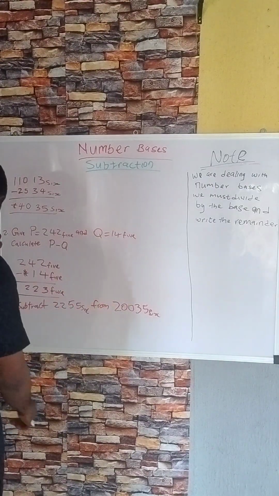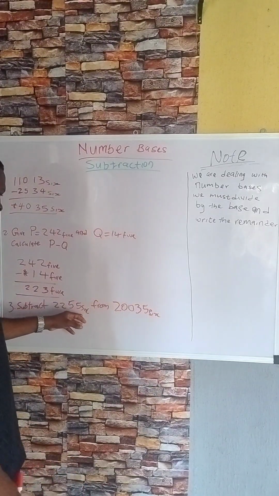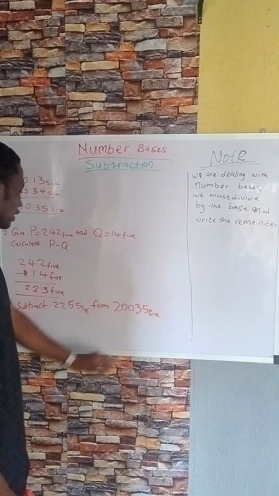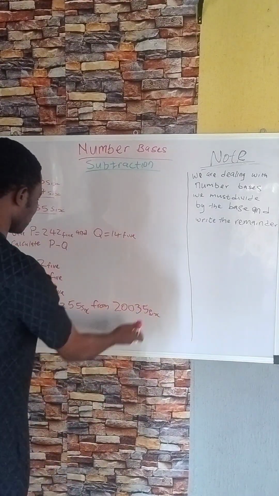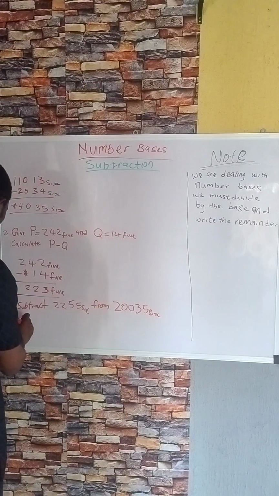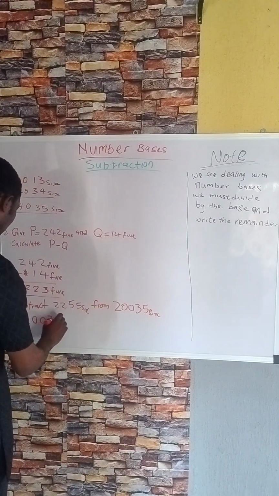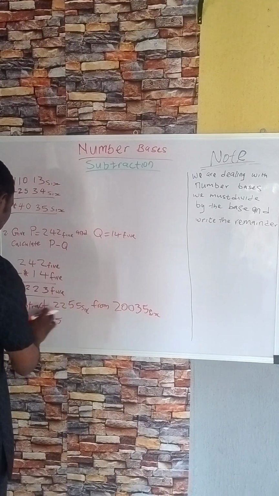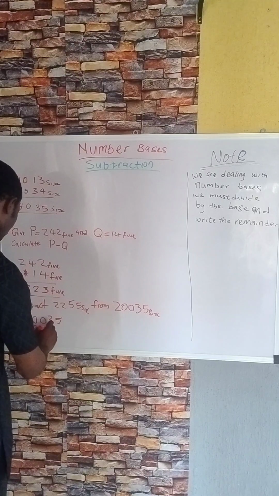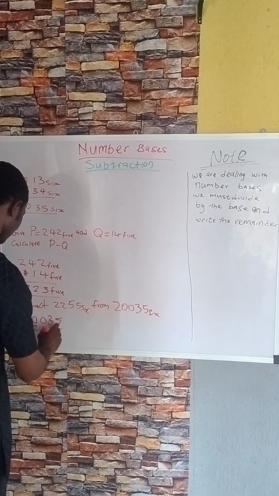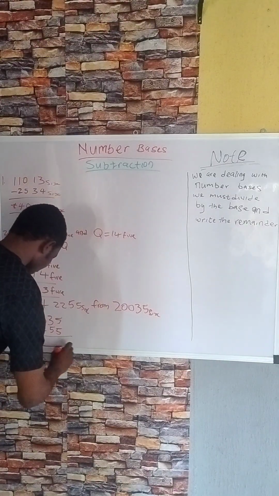So let's look at the third example that we have here. It says subtract 2255 base 6 from 20035 base 6. So it says subtract this from this. So let's put this at the top side. 20035. We are subtracting 2255 from it. So what would our answer be?